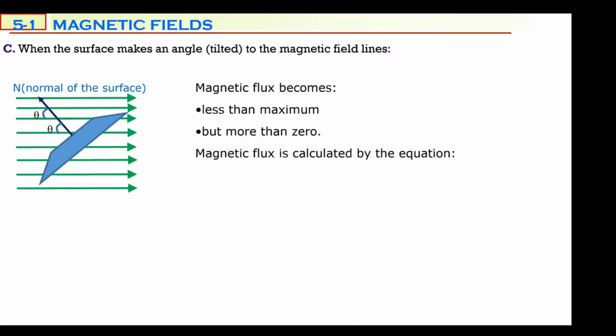Now we are going to calculate magnetic flux by equation: AB cosine theta. You know what A is. A is the area of this surface. How much is this area? B is the magnetic field intensity. But theta is the angle between the normal of the surface and the magnetic field lines.